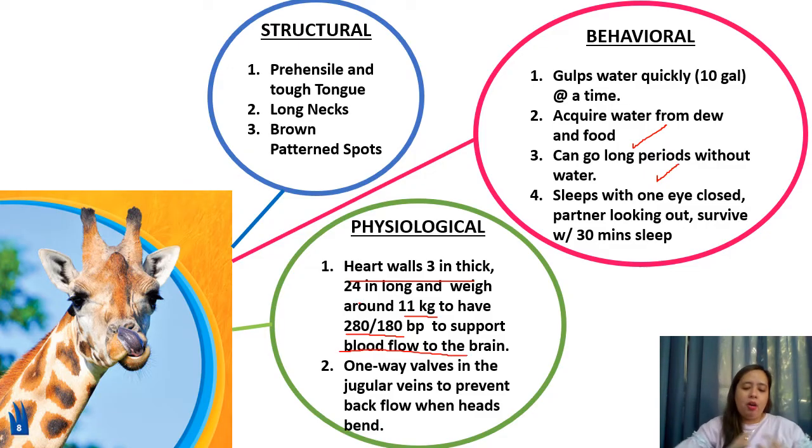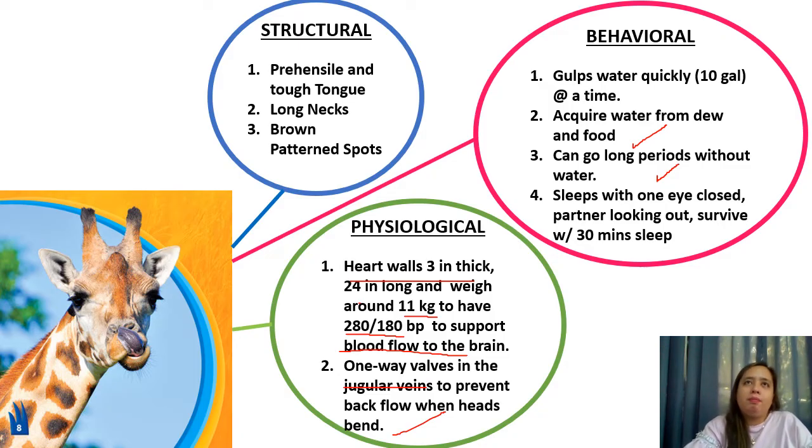So it has to have a large heart that could pump, so that from that long neck, the blood will go to the brain of this animal. And then they have one-way valves in the jugular veins to prevent backflow when heads are bent. This is what I mentioned earlier on their behavior.